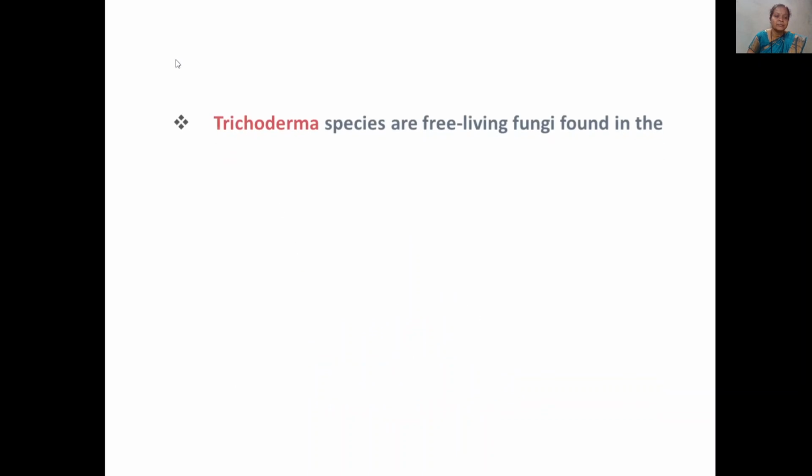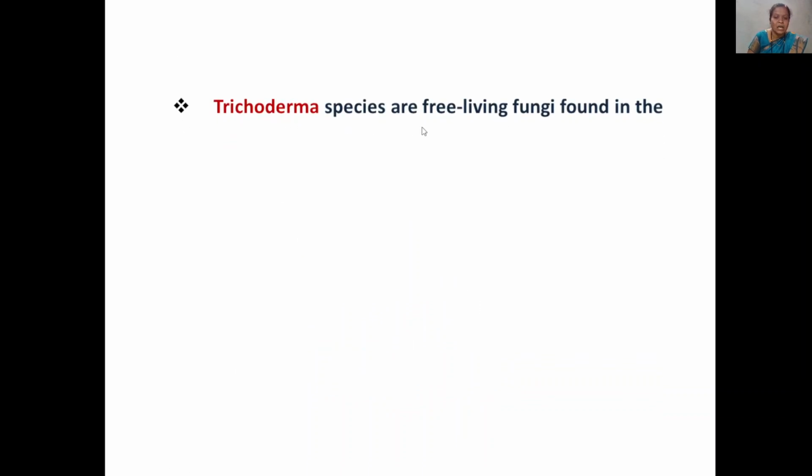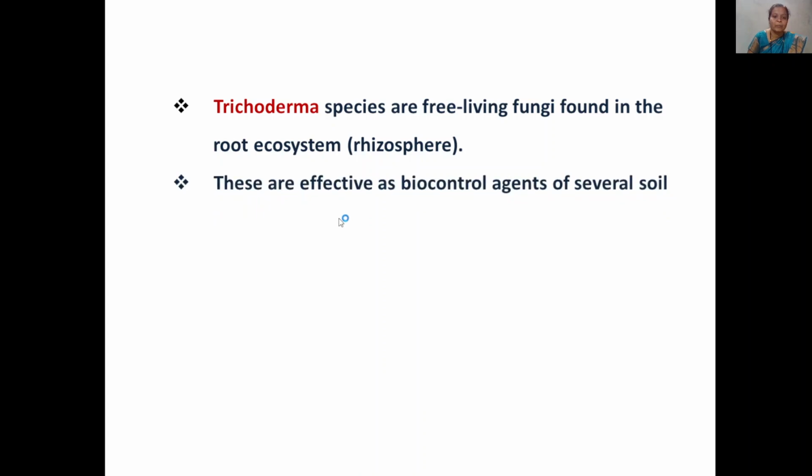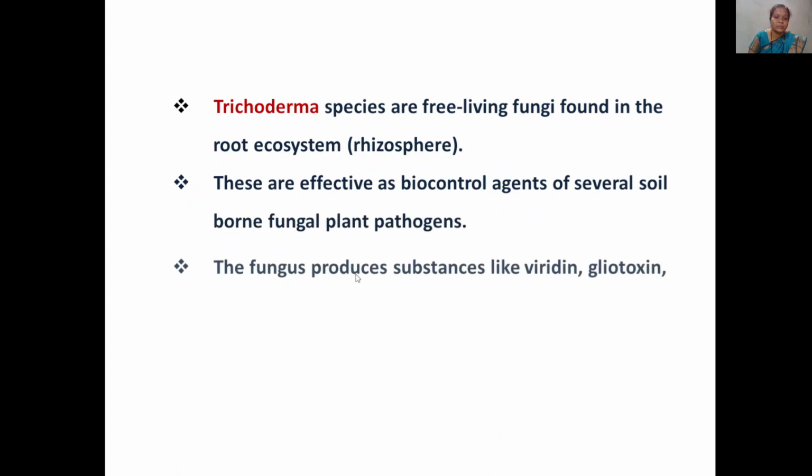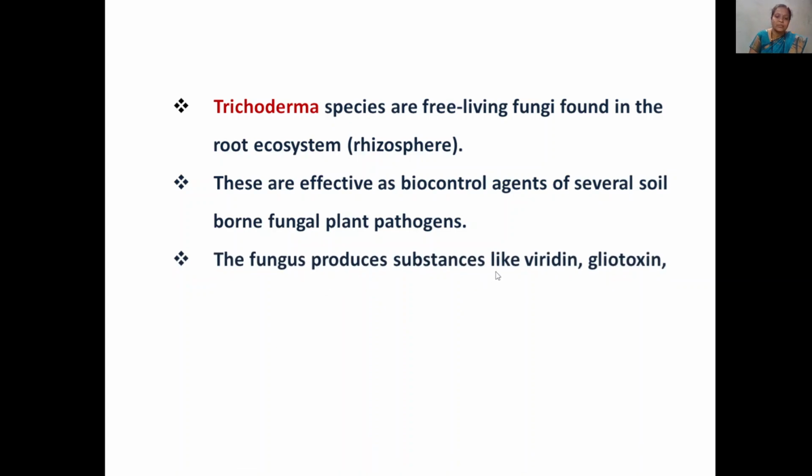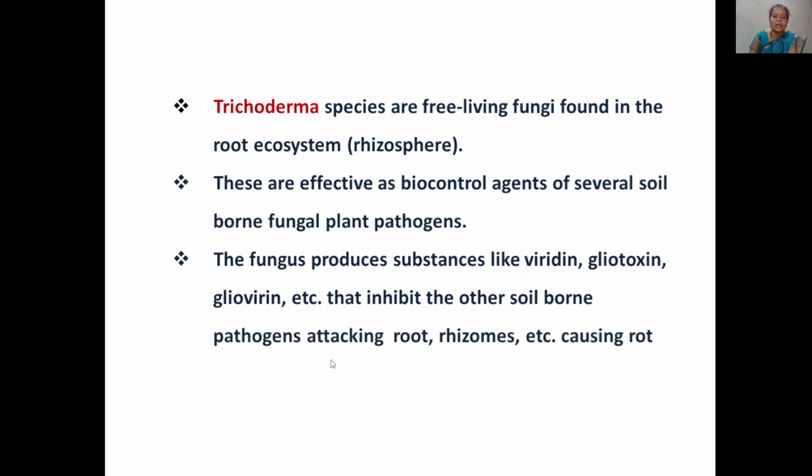Go to next slide. Trichoderma species are free-living fungi found in the root ecosystem, that is the rhizosphere. These are effective as a biocontrol agent of several soil-borne fungal plant pathogens. The fungus produces substances like viridin, gliotoxin, gliovirin, etc., that inhibit the other soil-borne pathogens attacking roots, rhizomes, etc., causing rot disease.